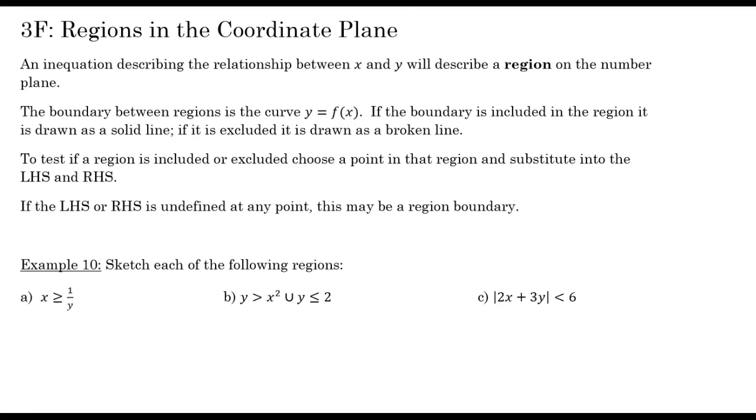Today we're looking at regions in the coordinate plane. This is a bit like how when we've drawn intervals on a number line, except we're extending into two dimensions. We're going to sketch any functions that we have, and determine whether the line that represents the function is included or excluded. If it's included, we draw it as a solid line, excluded as a broken line. And then we're going to see which regions of the number plane are included in that equation.